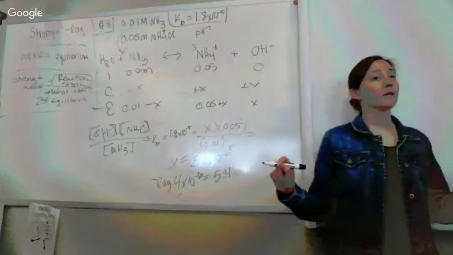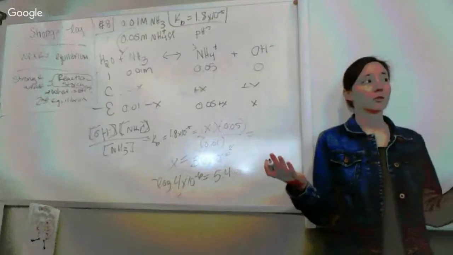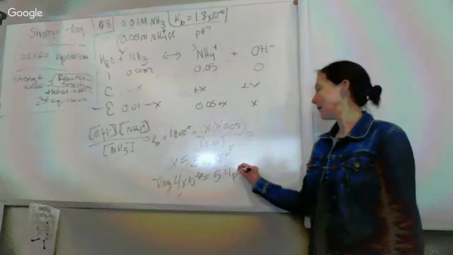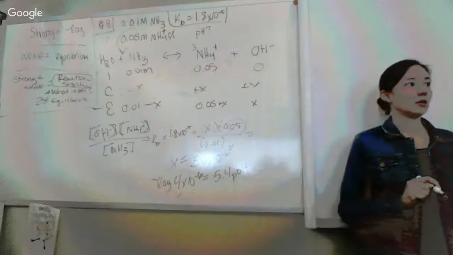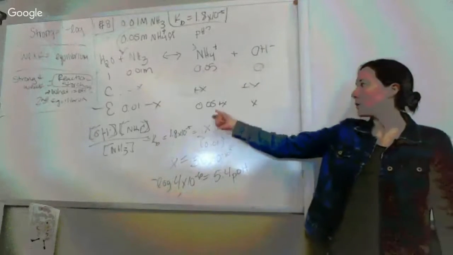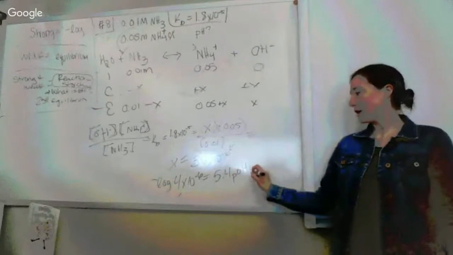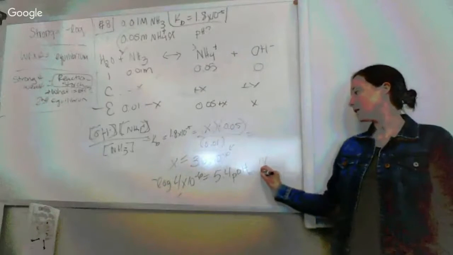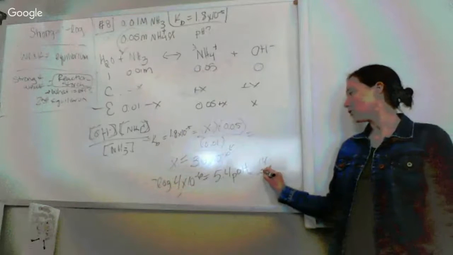And that is going to be pH or pOH? pOH. How do we know it's pOH again? Because we were finding the concentration of hydroxide. So when we found X, that was for hydroxide. So I'm going to take 14 minus 5.4, and what's my pH?